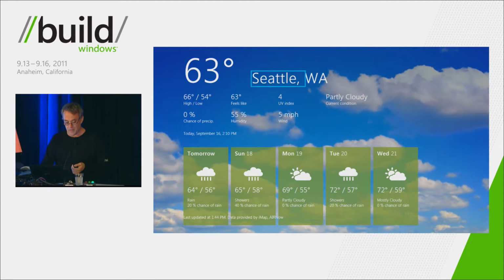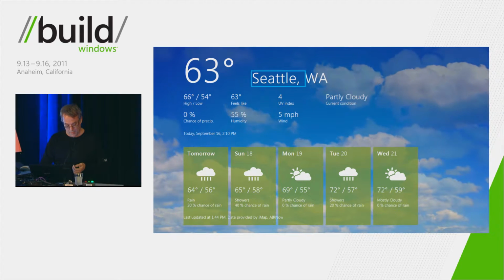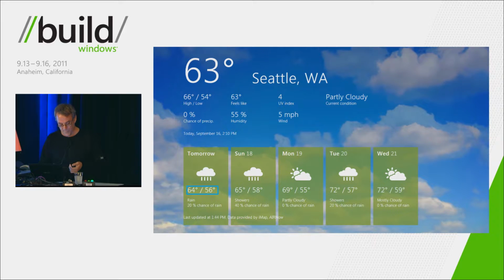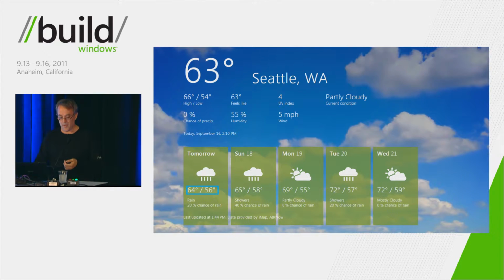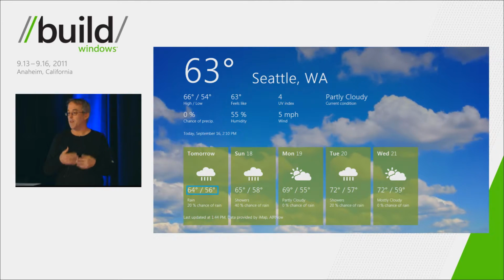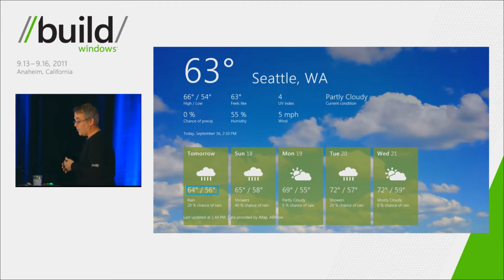And with my finger, Seattle. I can go down and Tomorrow. 64 degrees / 56 degrees. So you can see all of these pieces become very interactable. All the text flows through. All the text can be read to you.